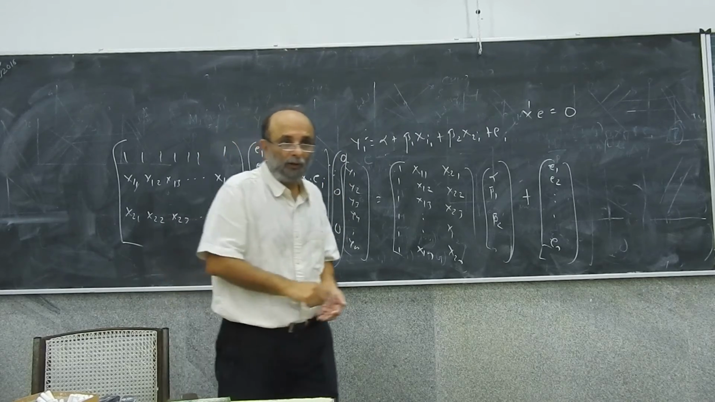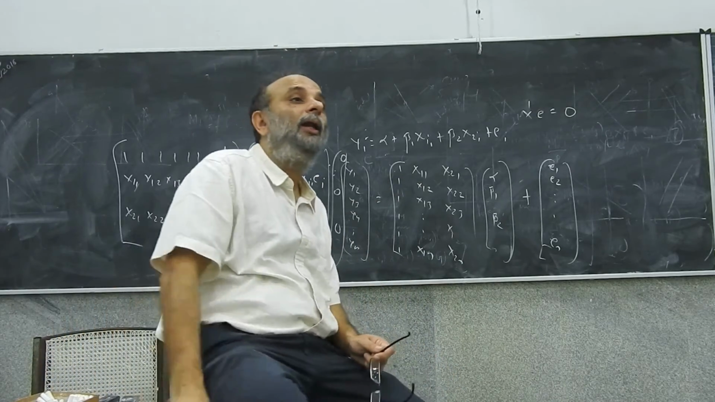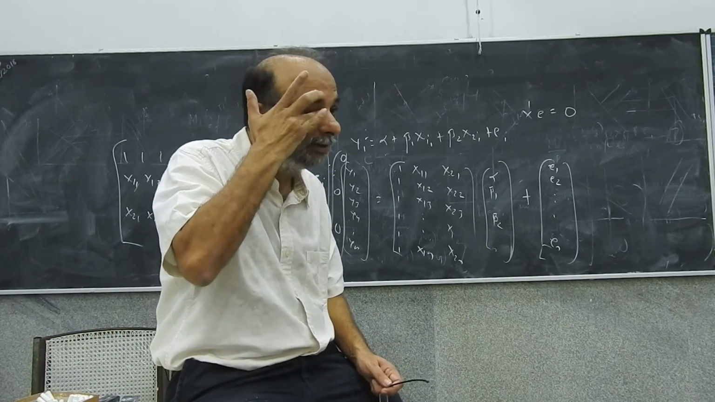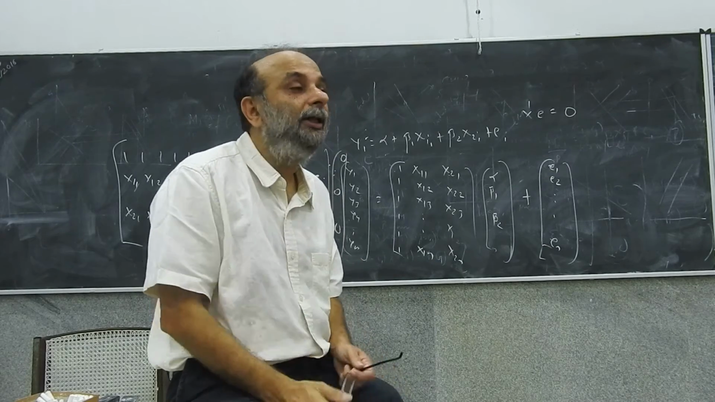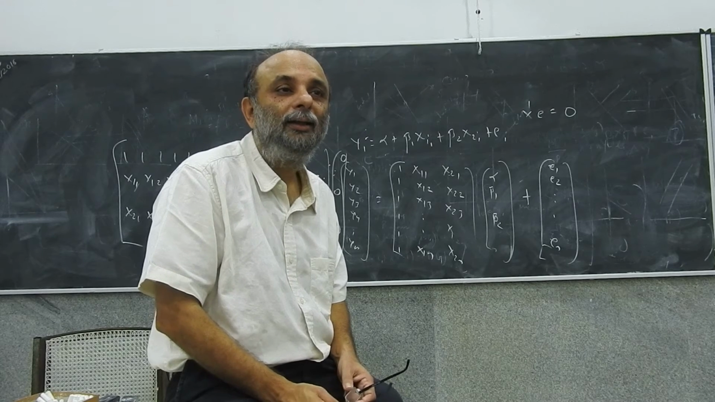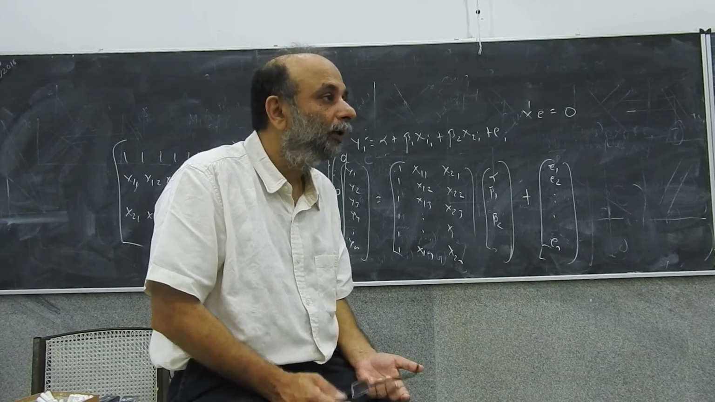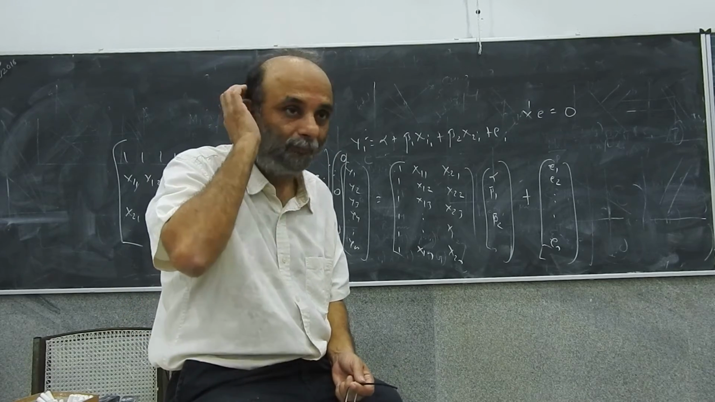From those equations, what do we have? If there is a constant in the model, summation ei will necessarily be equal to 0. If summation ei is equal to 0, what would e bar be? 0, because e bar is summation ei upon n. So e will have a zero mean. Right?